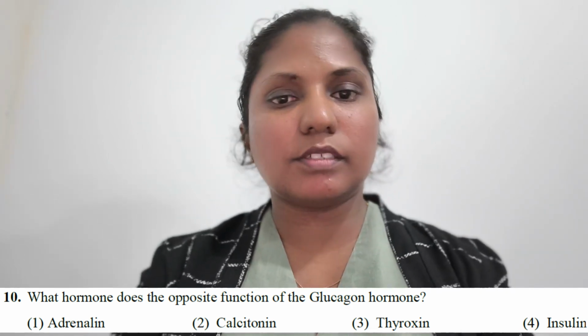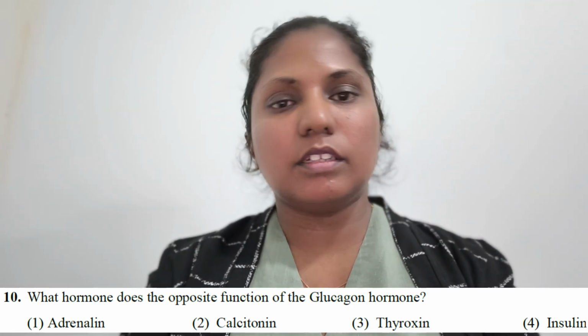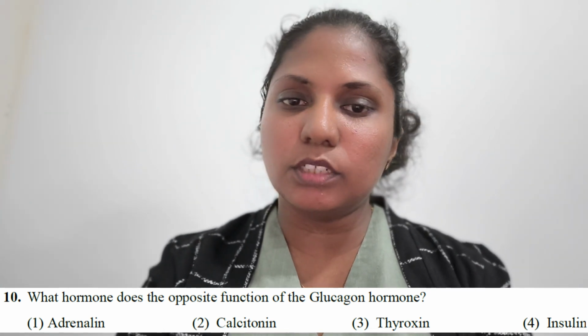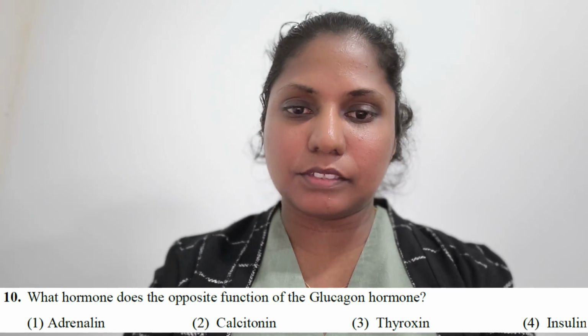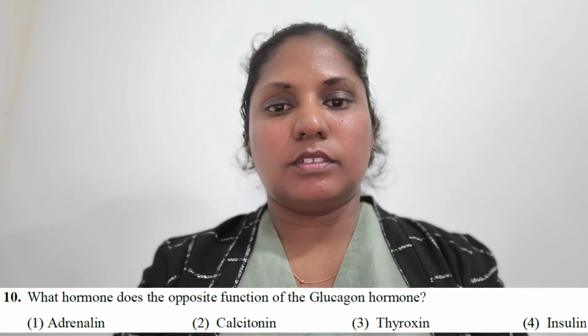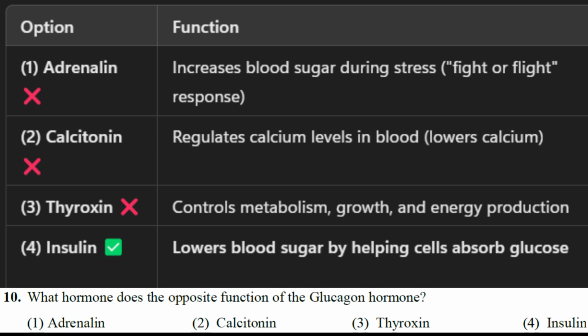Which hormone does the opposite function of the glucagon hormone? As we know, glucagon and insulin are both secreted by the pancreas, and they do opposite work. Insulin operates to lower the blood sugar level, and glucagon focuses on raising blood sugar level by breaking down the stored glycogen in the liver.